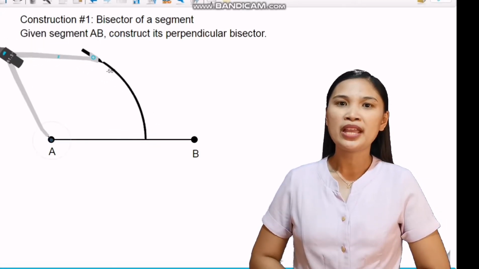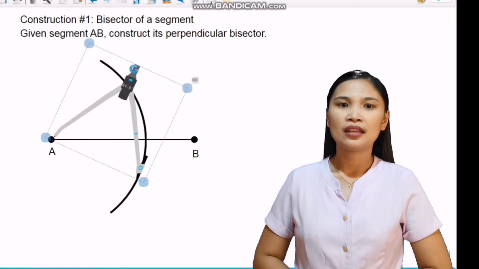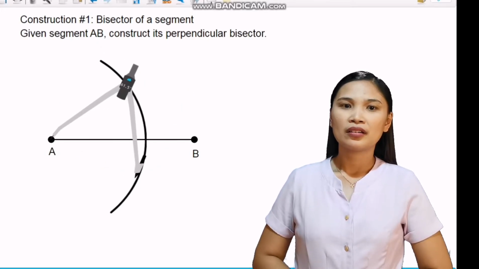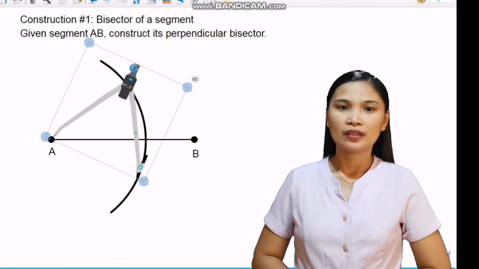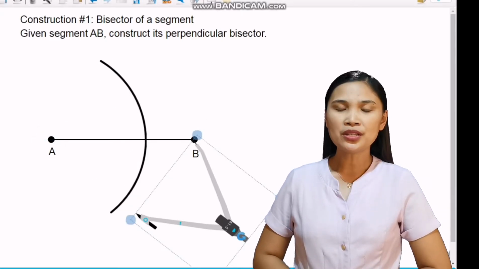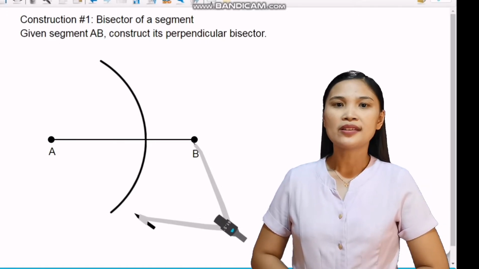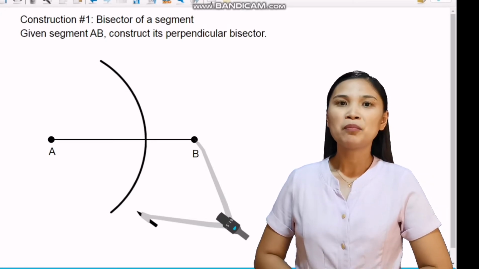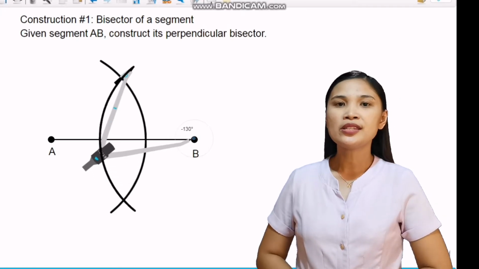So, you have to bring out your compass and place the compass point at point A and then swing your compass to make arc above and below the line segment AB. Step 2. With the same radius and with B as center, draw two arcs on each side of AB to intersect the first two arcs at points C and D. Okay, so here is the illustration.